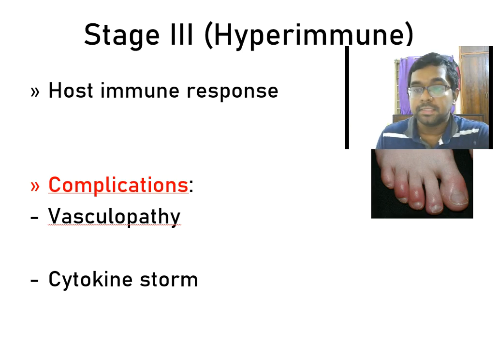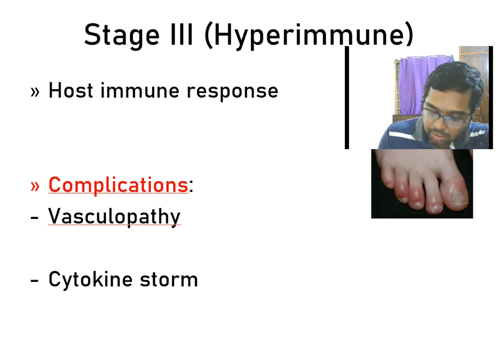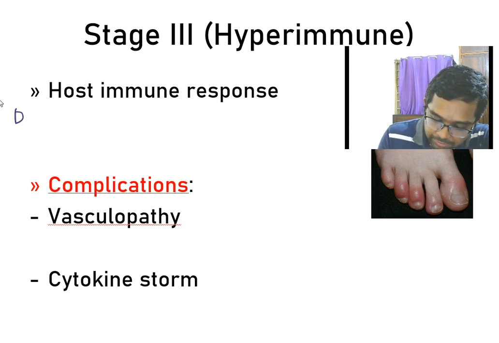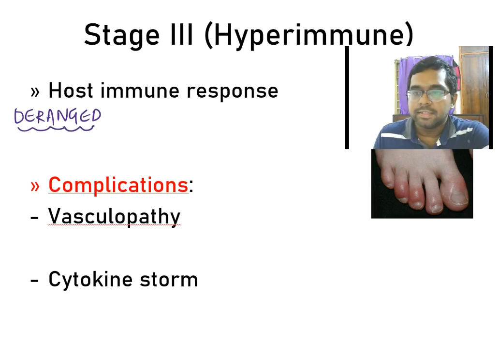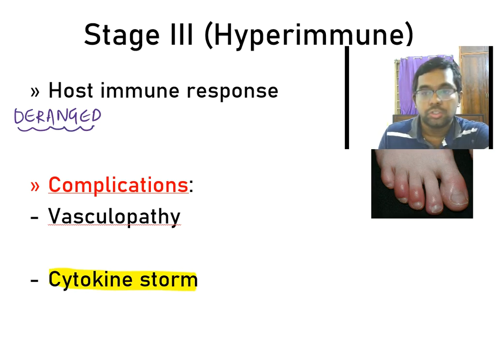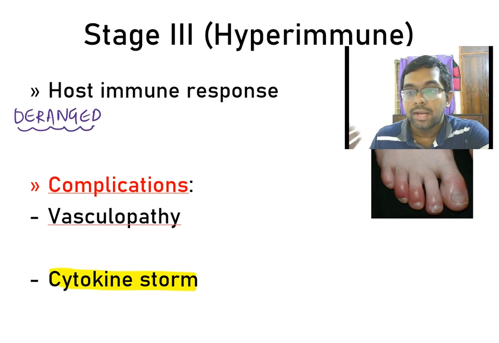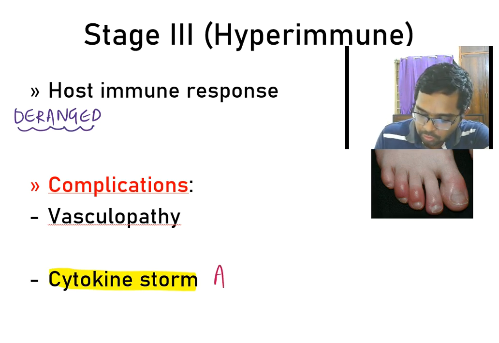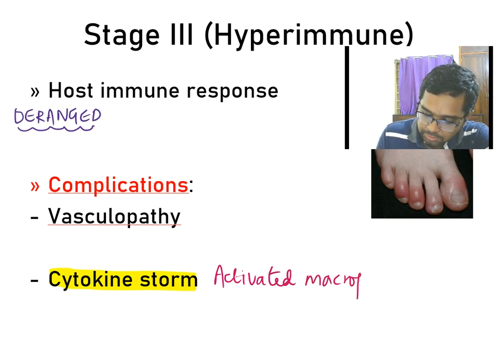So, who are the persons who are going to develop this phase? Are the ones who are going to have a deranged immune response. So what is this deranged immune response? It is in the development of something we call as cytokine storm. What is this cytokine storm? It occurs due to uncontrolled activation of macrophages leading to the release of these cytokines.